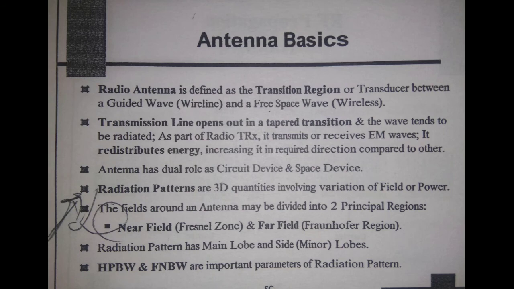So let's discuss antenna basics. Basically, an antenna acts as a circuit device and a space device. Why? Because it has to carry the signal first, then radiate the signal into the air. Basically, a radio antenna is defined as a transition region or transducer between a guided wave wireline and free space, which is wireless. Generally, the fields of an antenna are divided into two regions. One is near field, the second one is far field.